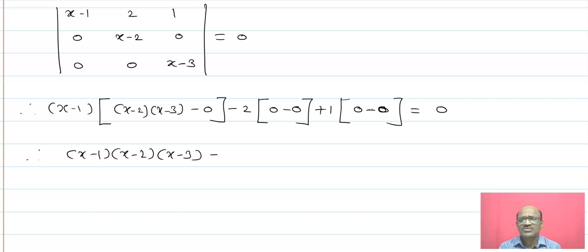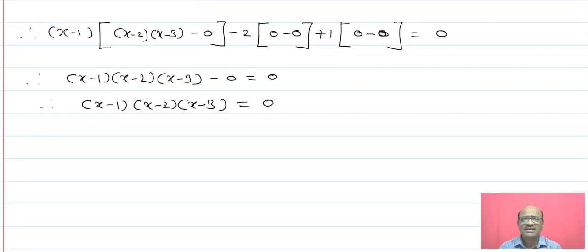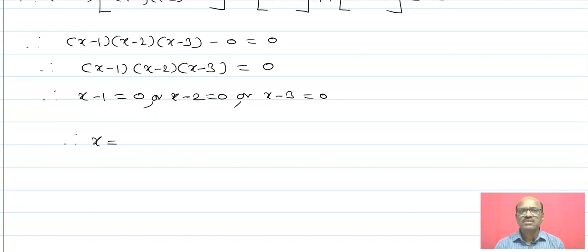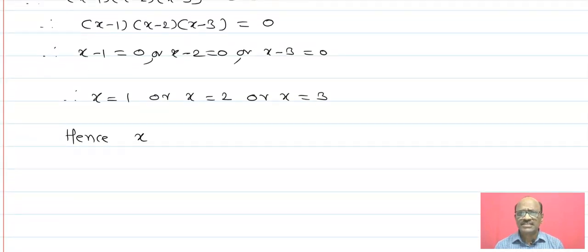And the last two terms are 0, and that's why we are getting x minus 1, x minus 2, x minus 3 equals 0. Directly we are getting the factors, lucky. Therefore, x minus 1 equals 0, x minus 2 equals 0, and x minus 3 equals 0, and therefore the value of x is equal to 1 or x is equal to 2 or x is equal to 3. Hence, x is equal to 1 or 2 or 3.